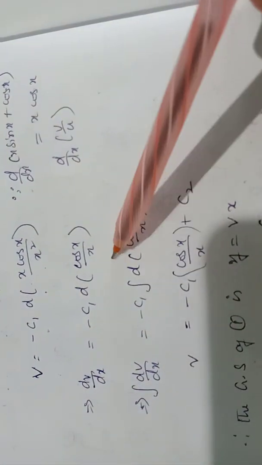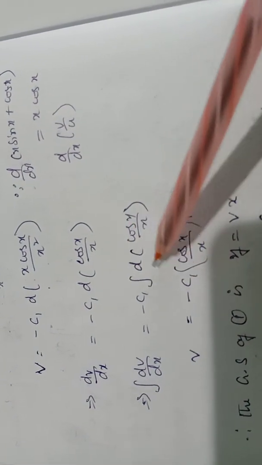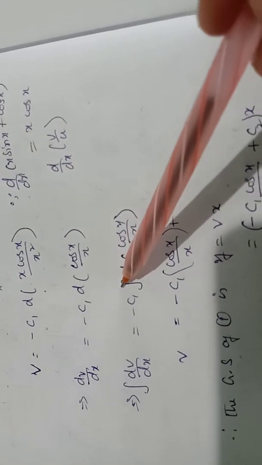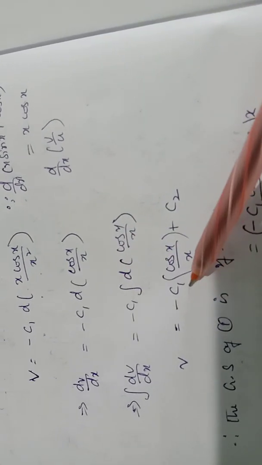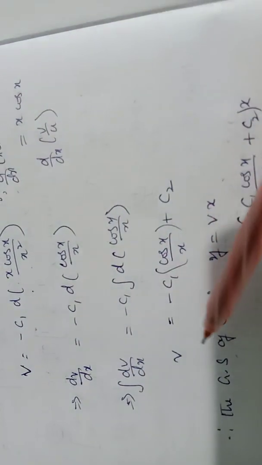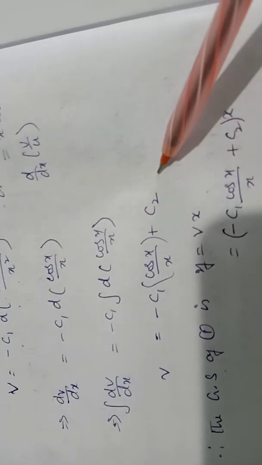Then integrating on both sides, dv by dx equals minus c1, a constant, times the integral of the derivative of cos x by x. This derivative and integral will get cancelled, and we will get v equal to minus c1 cos x by x plus c2.